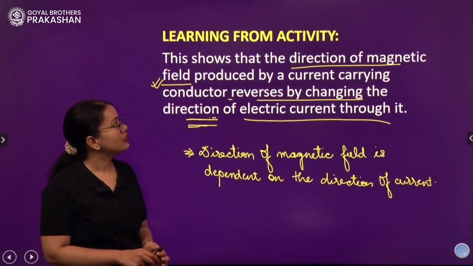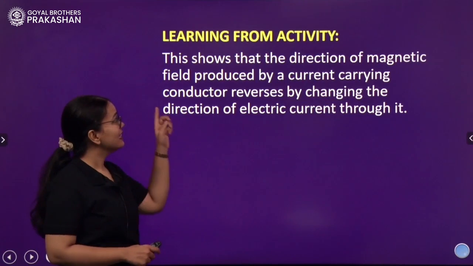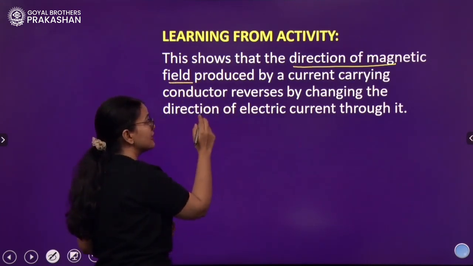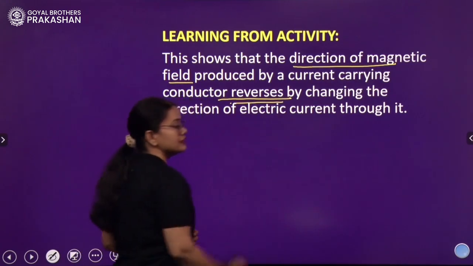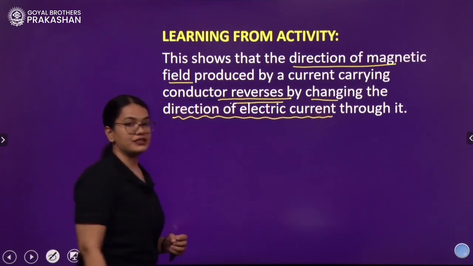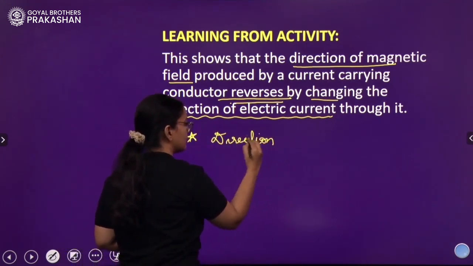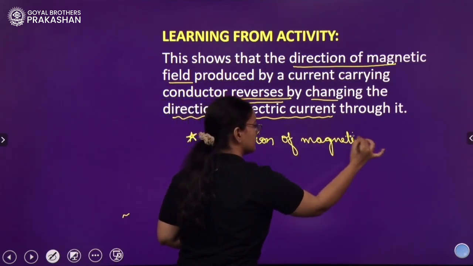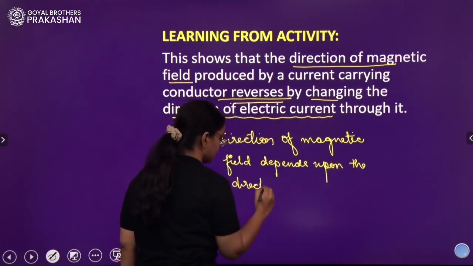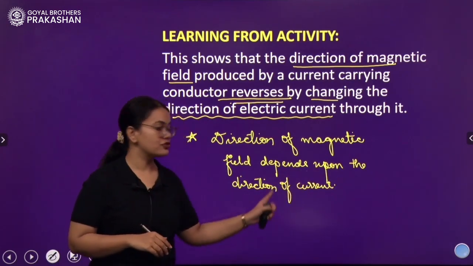Okay. Thus, what is the learning from the activity? This shows that the direction of magnetic field produced by a current carrying conductor reverses by changing the direction of electric current through it. So, what will be your conclusion? Direction of magnetic field depends upon the direction of the current.